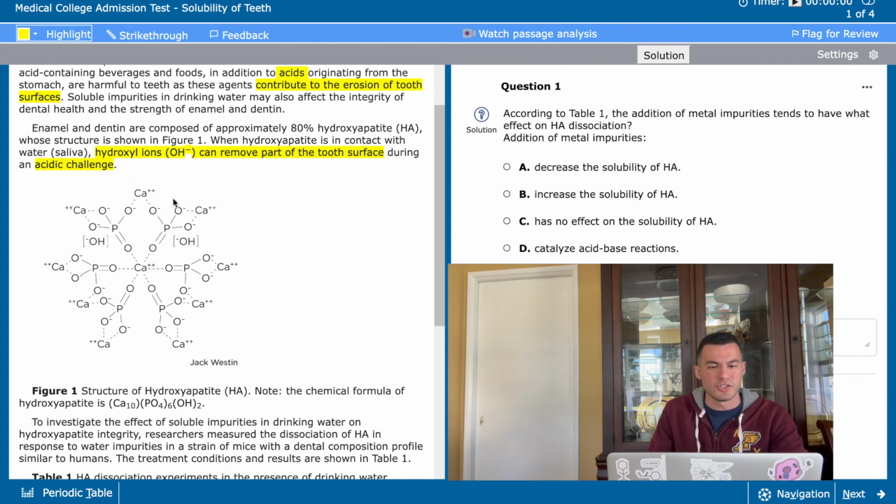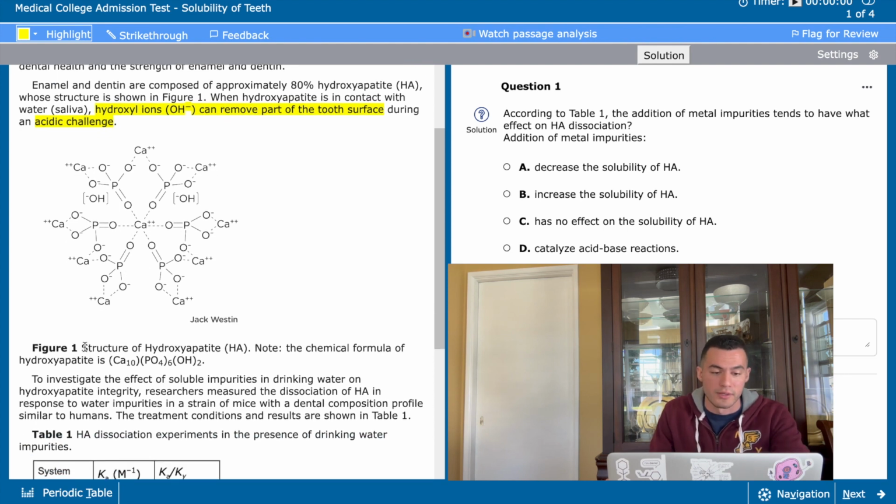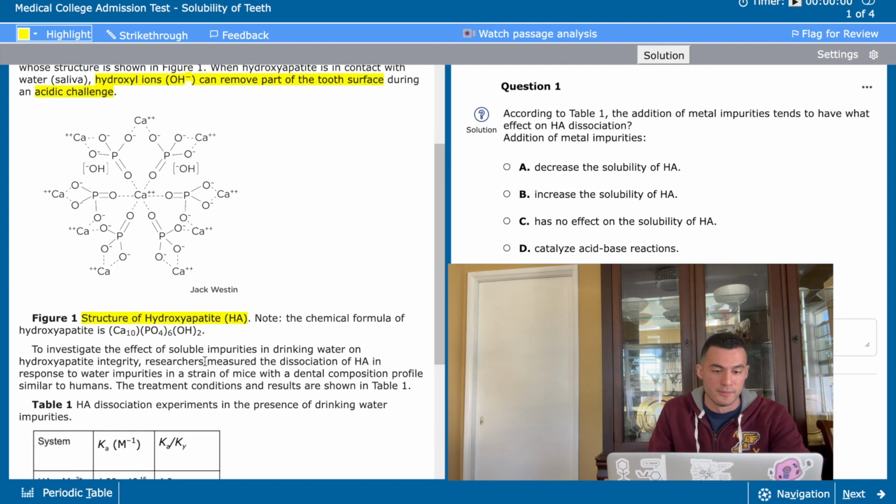Long story short, they're essentially trying to say that the teeth are kind of made up of a bunch of these calcium and then phosphate groups, as explained in figure 1, where it says the structure of hydroxyapatite. However you say it, I'm probably butchering the name, but read it however you like, HA. And then they give us the chemical formula where you have 10 calciums and then 6 phosphates and then 2 hydroxyl groups. That's how it is.